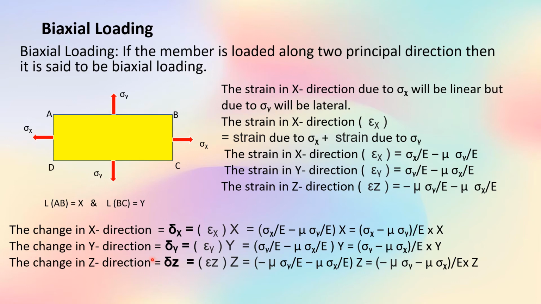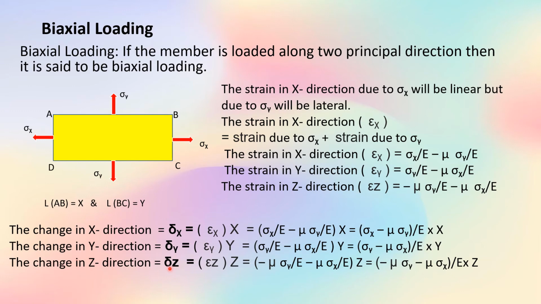So change in y direction will be similarly delta y equal to epsilon y into y. Now substitute the value of strain in y direction from here: bracket open sigma y upon E minus mu sigma x upon E bracket close into y, equal to bracket open, taking out 1 upon E common, sigma y minus mu sigma x bracket close divided by E into y. This will be the change in y direction, delta y.